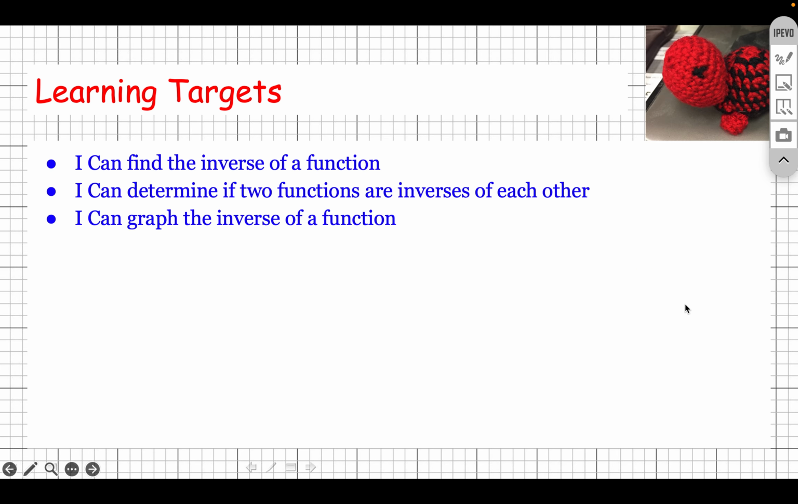Here are our learning targets. I can find the inverse of a function. That's actually going to be the last thing. Well, we're going to focus on this one first, but we need to find these inverse functions. We need to prove that two functions are inverses, and then we're going to look at graphing the inverse functions. So that's basically what we're going to be doing in this lesson.